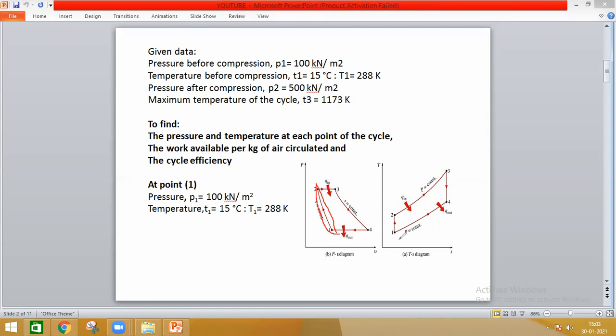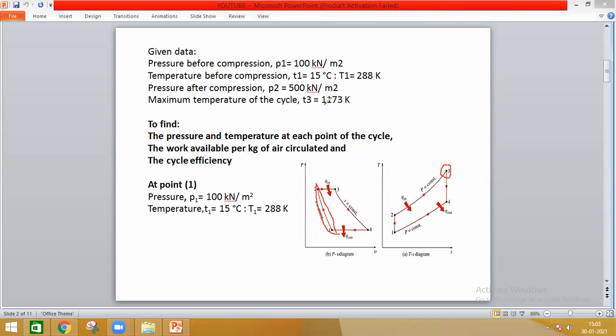This is the TS diagram. Once the air is isentropically compressed, the entropy remains constant, whereas the temperature increases from 1 to 2. Clear? Then the second one is the heat addition process, where the temperature increases from T2 to T3. Here this is the maximum temperature of the cycle. Okay, this is what is given in the problem.